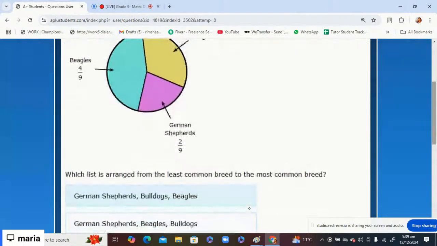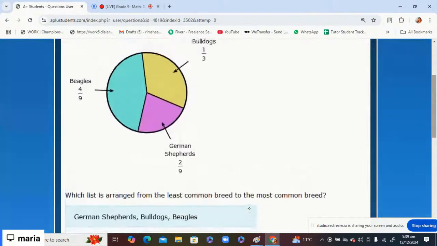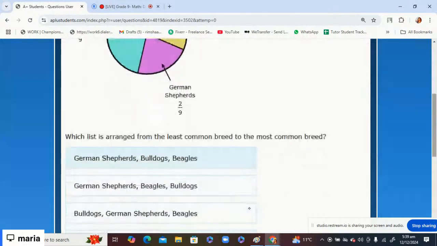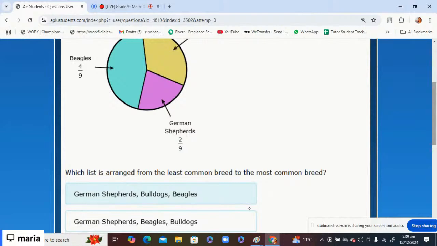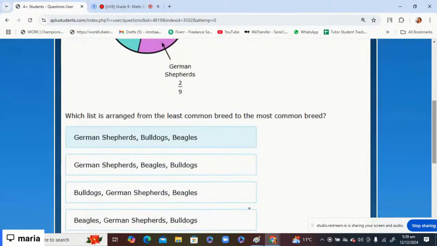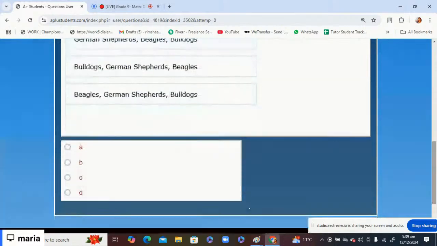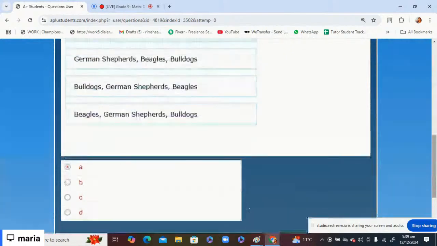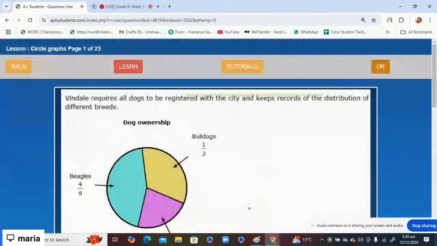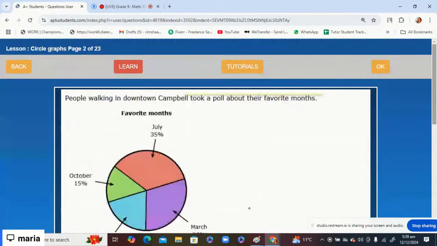Which list is arranged from least common breed to the most common breed? Least is German Shepherd, then Bulldog, and then Beagles. Option A. So we go with it. That is the right answer.